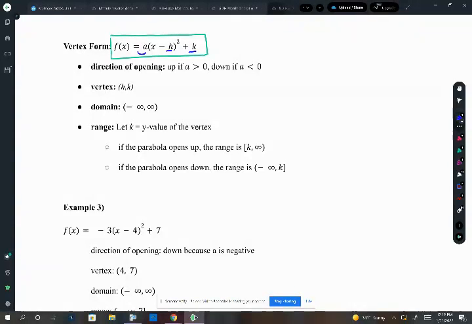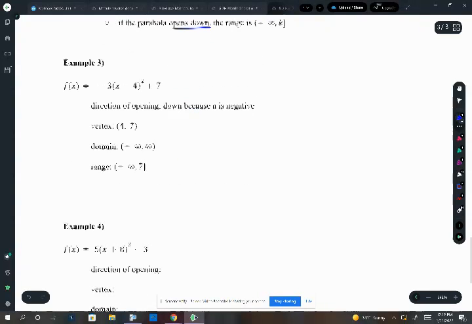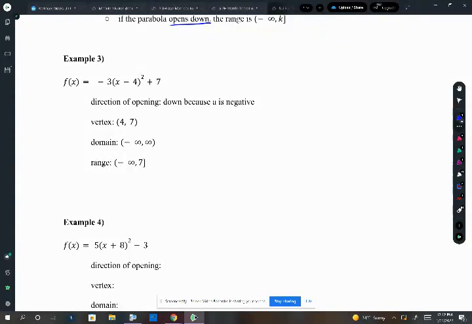All right, so if the parabola opens up, then your range is going to be from the k value of your vertex to infinity. If it opens down, then it's going to be from negative infinity to the k value of your vertex. So when we look at this first example that's in vertex form, the negative 3 tells us that it's going to go down because it's negative. The 4, 7, we take the value that's inside. So we're going to go 4, 7. That's your vertex value. And then our domain is always negative infinity to infinity. And because we know that it goes down, then we know that it's going to be from negative infinity up to that value of 7.